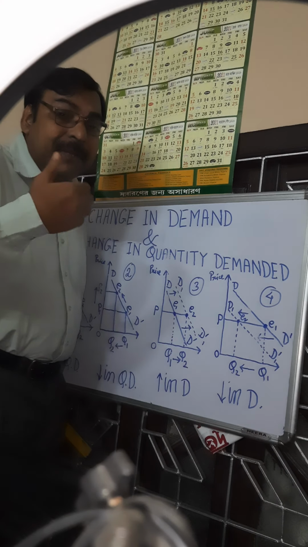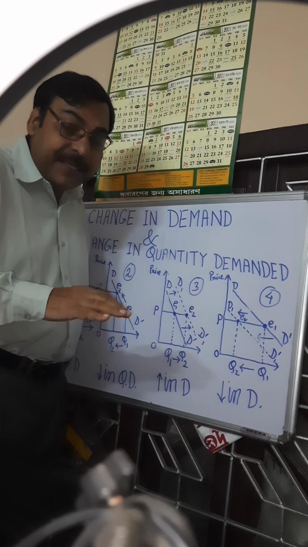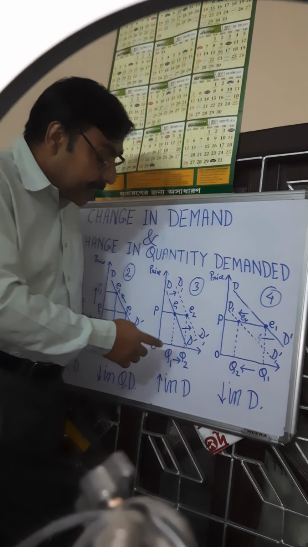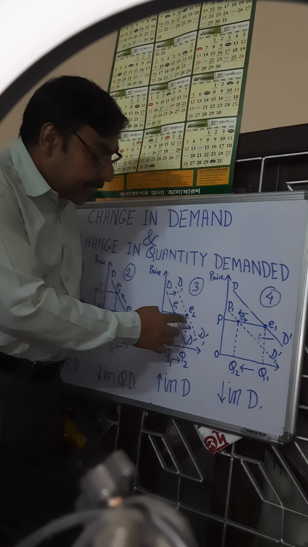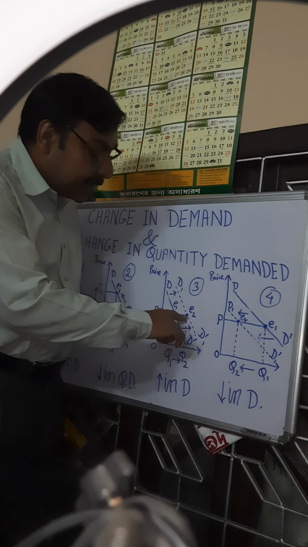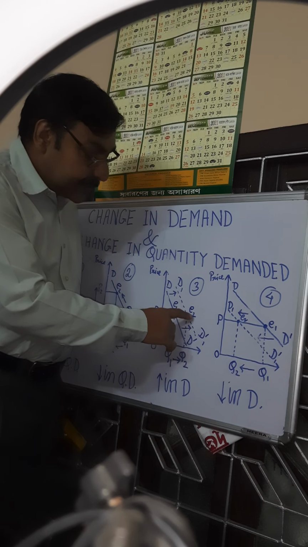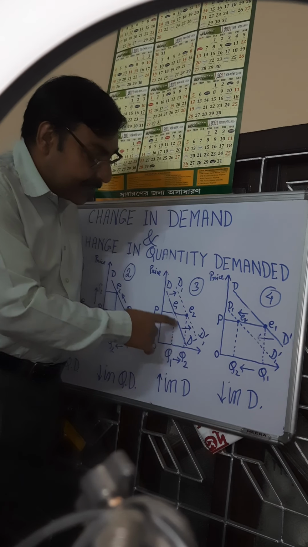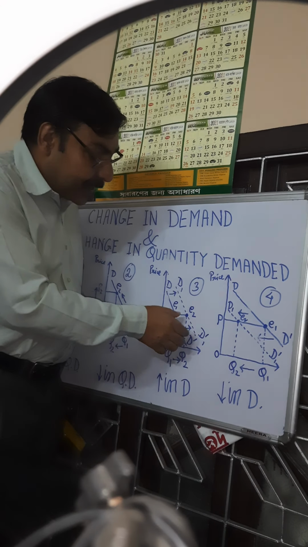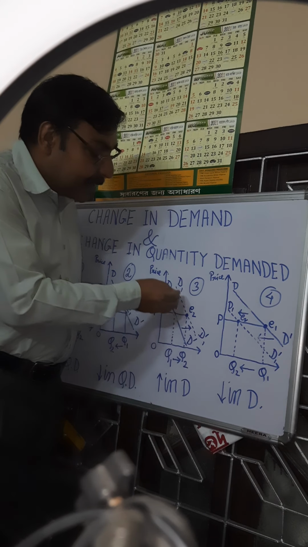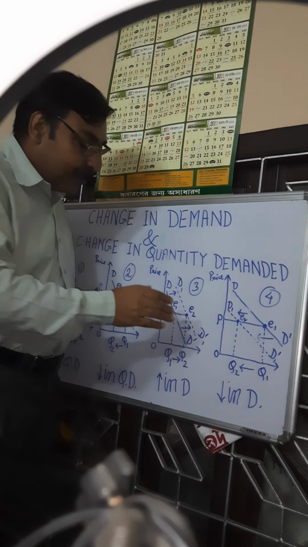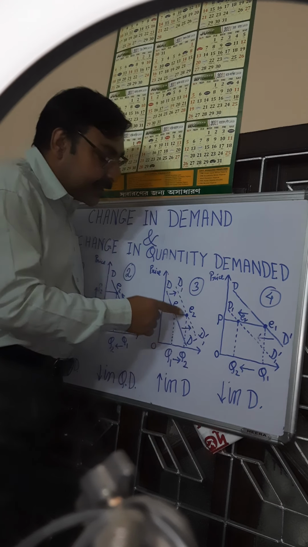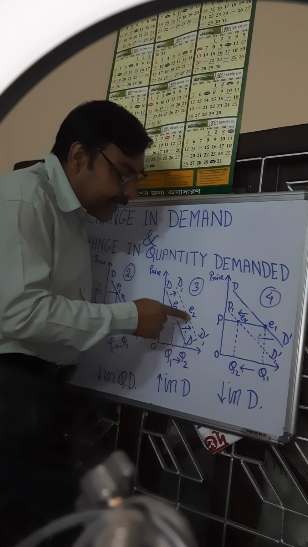Now if for some reason demand rises, price is fixed, for some other reason demand rises from OQ1 to OQ2, then we are getting a new price quantity combination at point E2. This is not lying on the same original demand curve. So we are considering an imaginary demand curve. A price quantity combination must lie on a demand curve. We are considering an imaginary demand curve D1, D1 dashed.